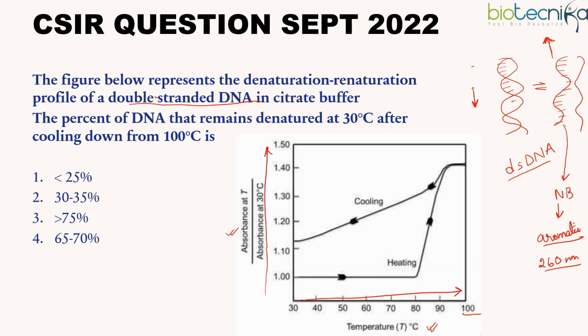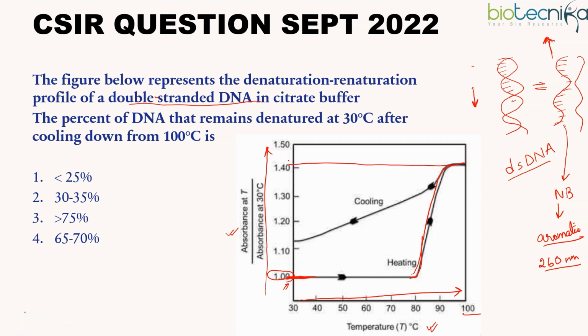Here in this particular question, if you see what is the absorbance of the double-stranded DNA initially, when you start this graph, you can see that the absorbance is just 1 over here. But when you have started with the denaturation, at some point of time, you can see that the absorbance is increasing. After a certain point of heating, the absorbance is continuously increasing and it reaches the absorbance of 1.40.